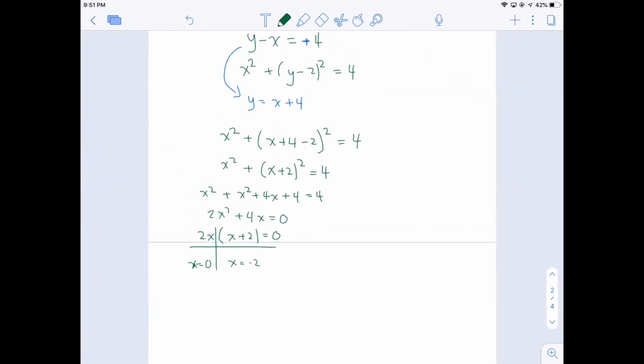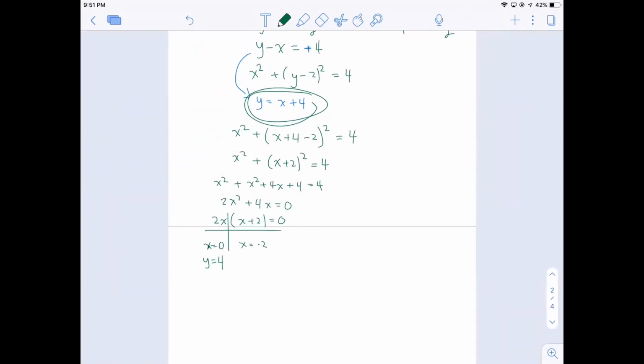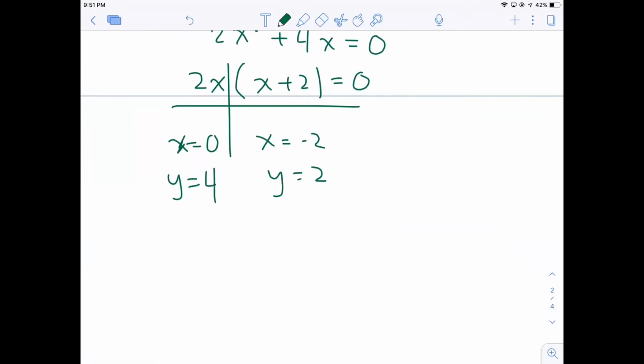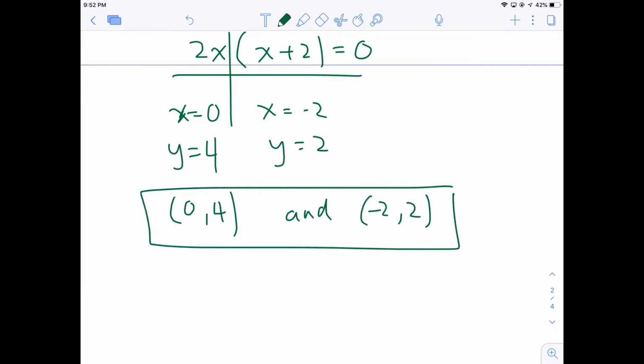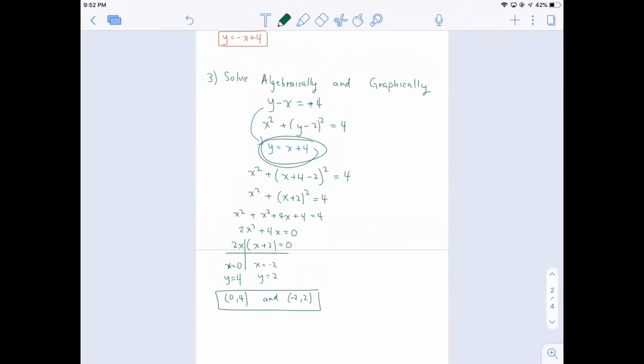Don't forget to get the corresponding y values. So y equals x plus 4. If our x value is 0, then our y value will be 4. If the x value were -2, then the corresponding y value is 2. So the solutions to this system are (0, 4) and (-2, 2). If you like algebra, you'll like this. Nothing too crazy.